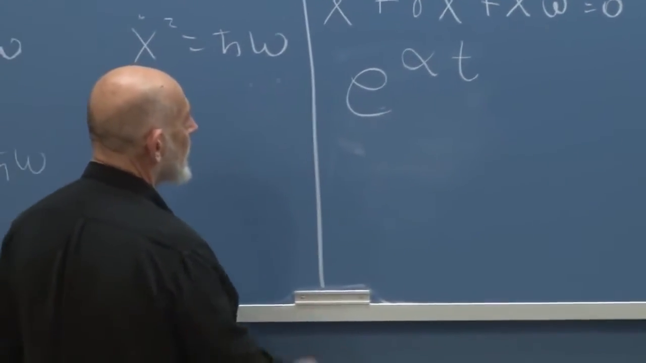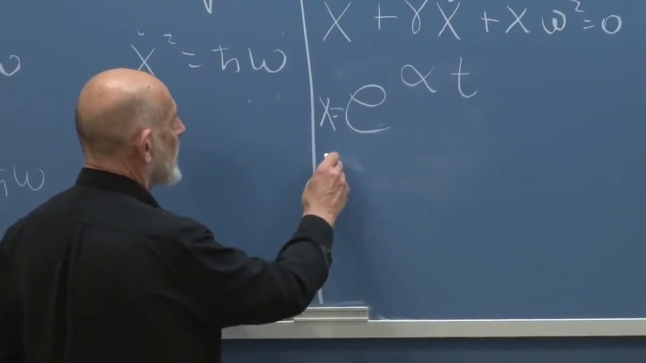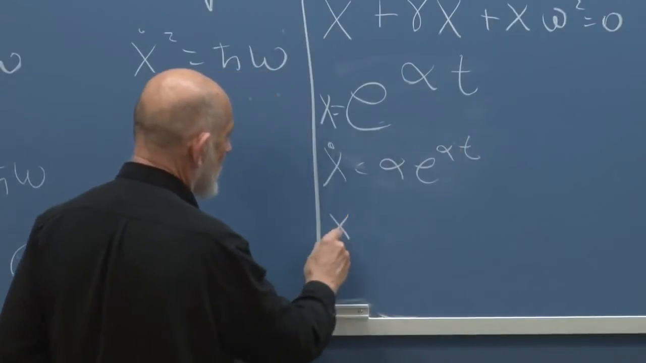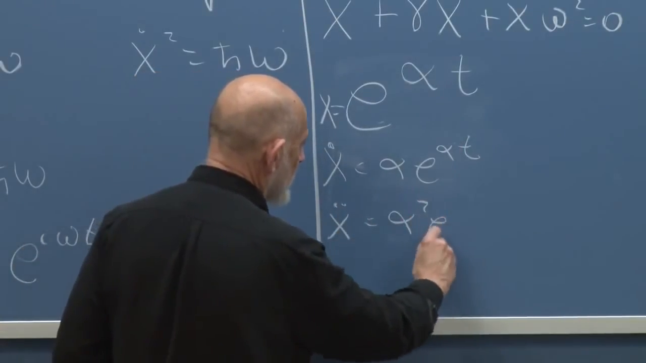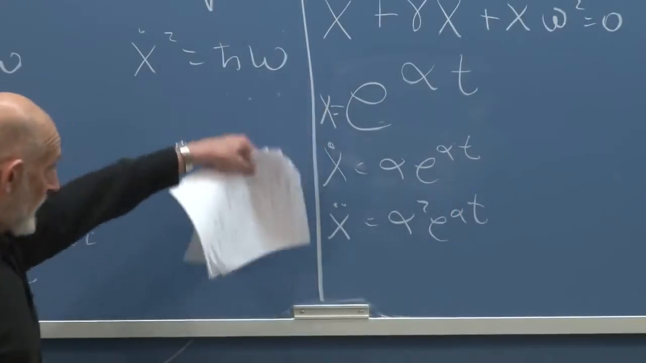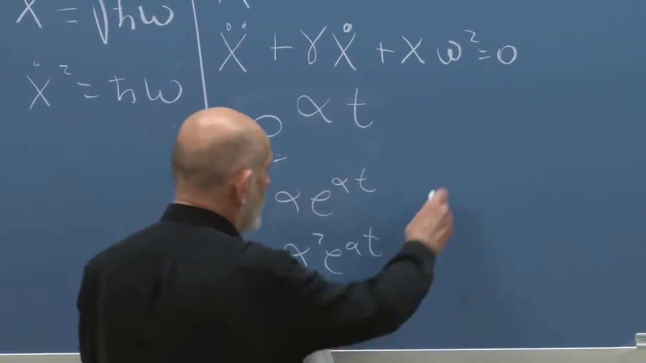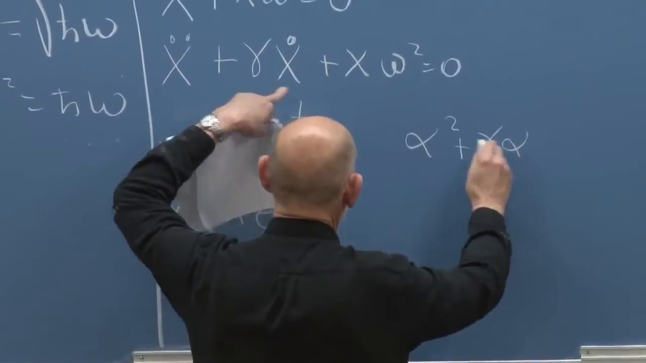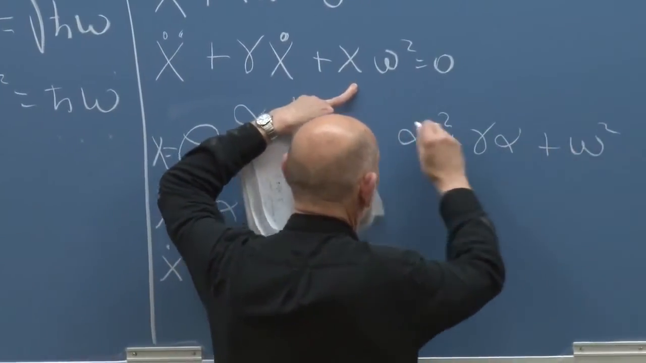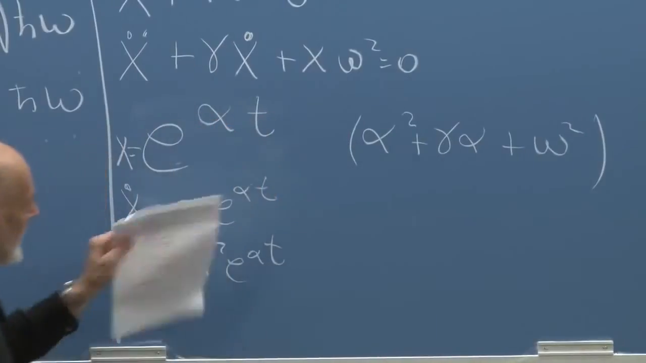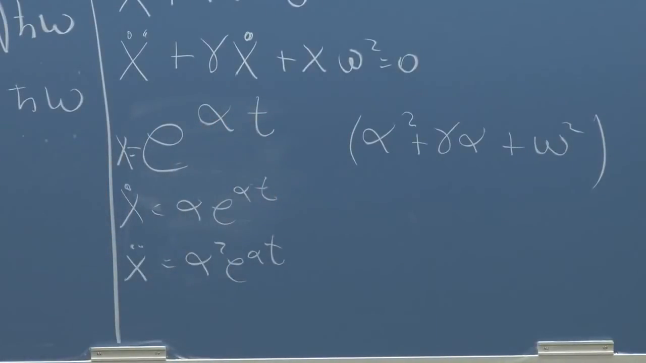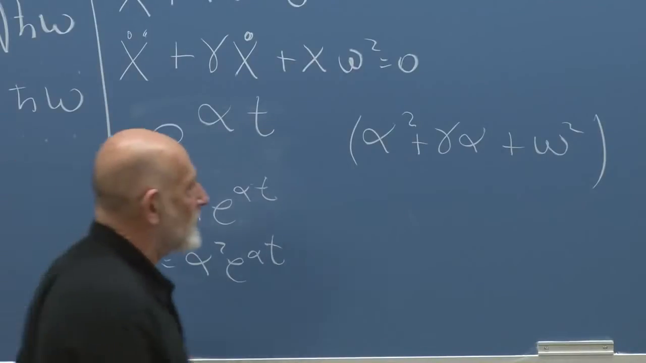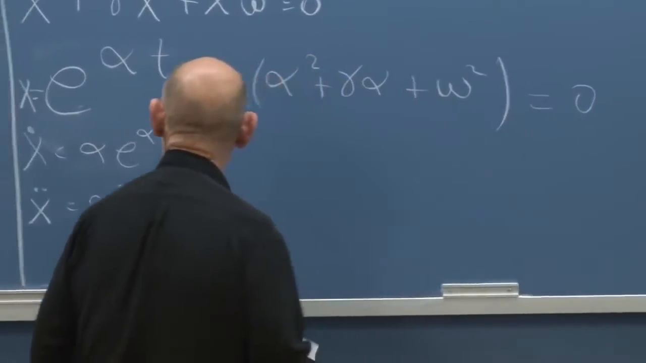All we do is plug in. X equals this. X dot is equal to alpha e to the alpha t. And x double dot is equal to alpha squared e to the alpha t. And so if I plug into this equation, I will get alpha squared plus gamma alpha plus omega squared, all times e to the alpha t. Each one of these is multiplied by e to the alpha t. I'm not going to write the e to the alpha t. Just imagine that it's there for a moment. And we're going to set the answer equal to 0. That's the equation of motion.